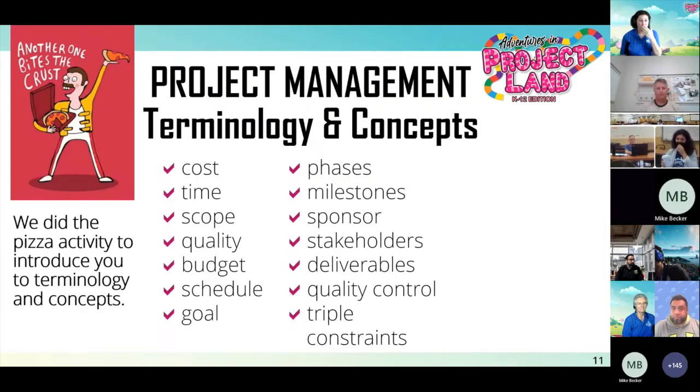All right. So again, this pizza analogy was really just to introduce us to a lot of terminology we're going to talk about today. This Pizza for Kids activity really helped us to connect to terms like the cost, the time, the scope, the quality, the budget, the schedule, what our goal is. And then you also saw phases and milestones. I talked about a sponsor and who our stakeholders are, what those deliverables are, quality control, and then you also heard me briefly mention those triple constraints. We're going to use all of this terminology as we move forward into our planning phase. So far so good. Show me a thumbs up if you're with me, and we're ready to stop talking about pizza and start talking about project planning. All right.